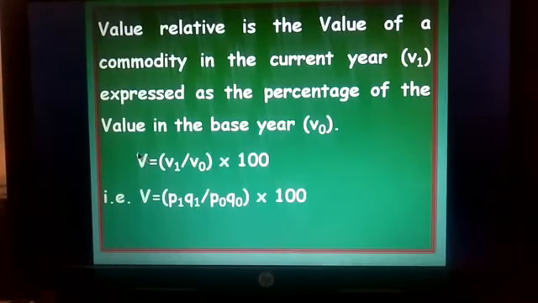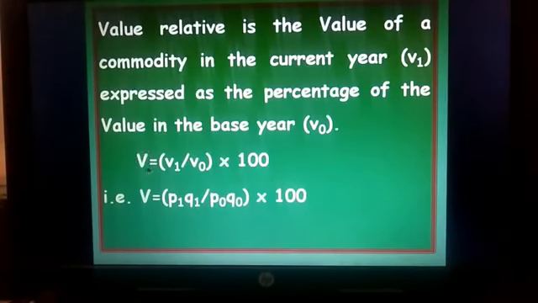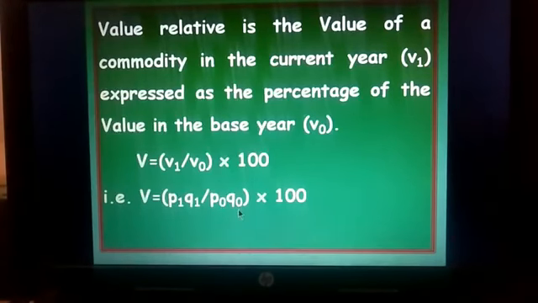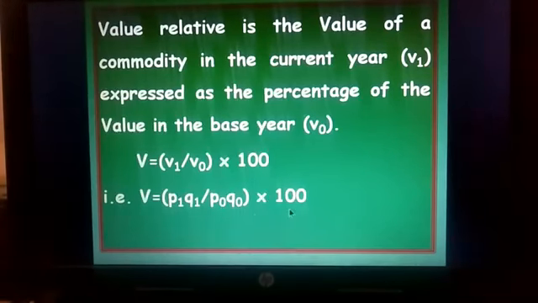As I have said, capital V01 is equal to V1 divided by V0 multiplied by 100. This V1 can be replaced as P1 multiplied by Q1, which you have already understood from the previous classes. V1 can be replaced by P1 multiplied by Q1, and V0 can be replaced by P0 multiplied by Q0, multiplied by 100. Here also the definition goes in this way.